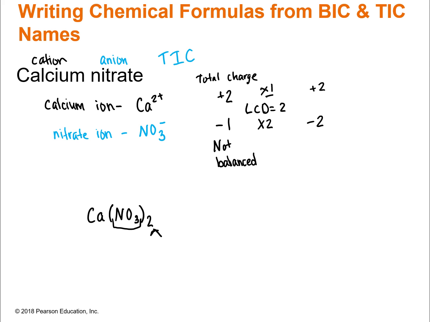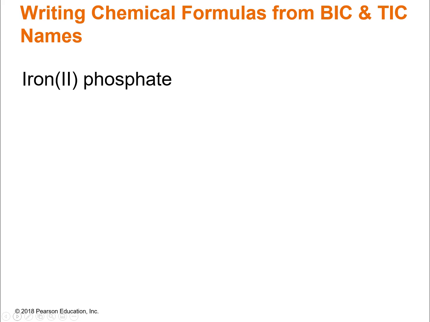How does that one feel? That's a ternary ionic. So it's very similar to what we just did. I want you to try this one. So I want you to write the chemical formula for iron 2 phosphate. I'll give you 2 minutes and then I'll check in.